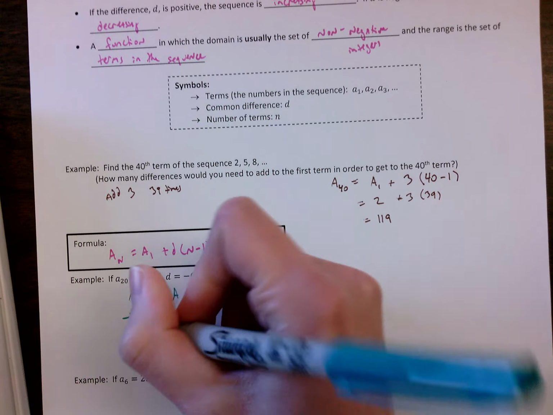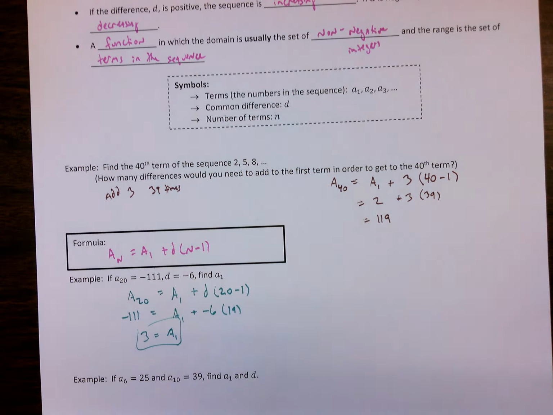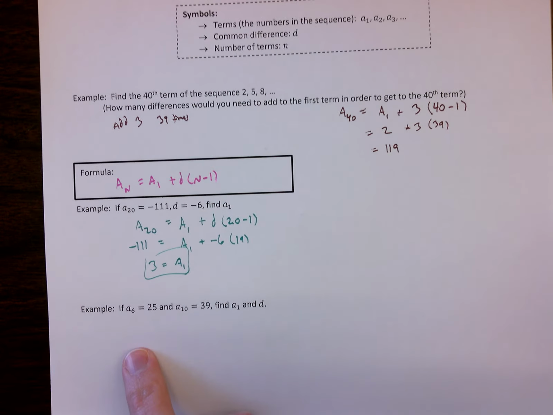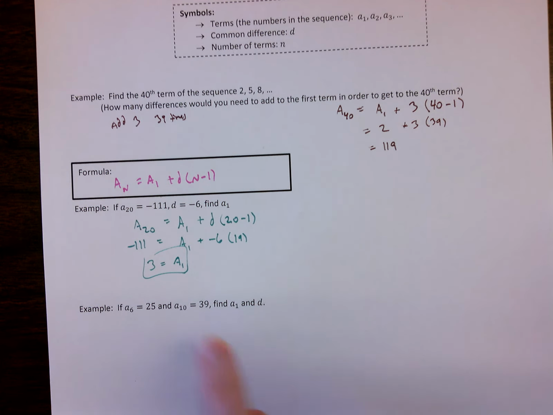So there we go. That's what the first term in this sequence would be. Okay, so that's the general idea. Now, let's take a look at this next one. So this next one, they didn't tell me what the first term was, right? They gave me the 6th term and they gave me the 10th term, but I don't know what the first term is and I don't know the common difference.